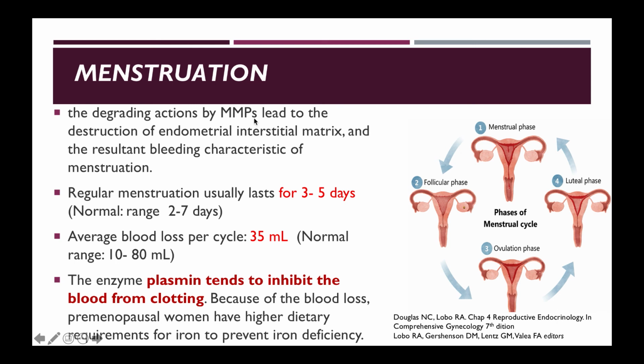The degrading actions of the MMPs lead to the destruction of the endometrial interstitial matrix and the resultant bleeding characteristic of menstruation. As you recall, regular menstruation usually lasts only for 3 to 5 days. Normal range is about 2 to 7 days. And the average blood loss per cycle is about 35 ml, normal range of about 10 to 80 ml. The enzyme plasmin tends to inhibit the blood from clotting. And because of the blood loss, premenopausal women have higher dietary requirements for iron to prevent iron deficiency.